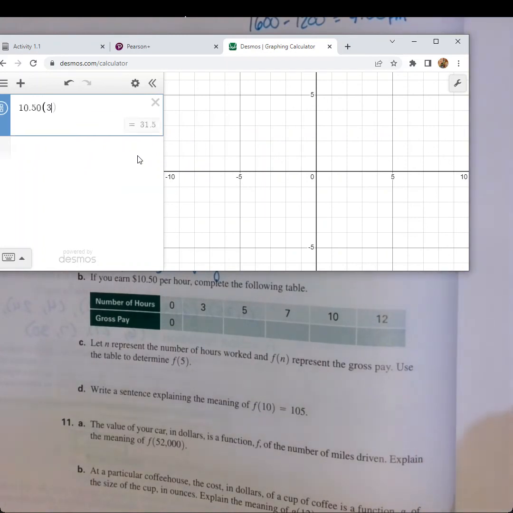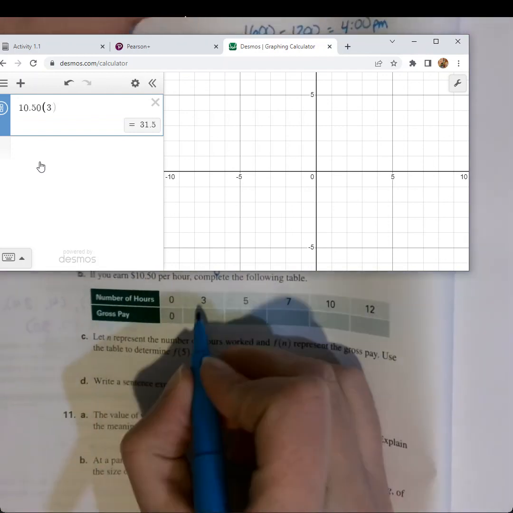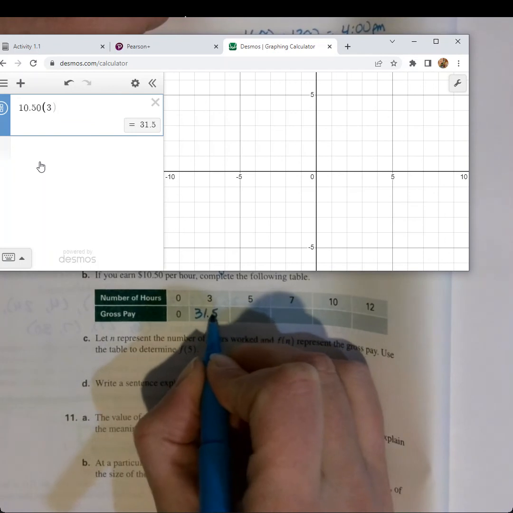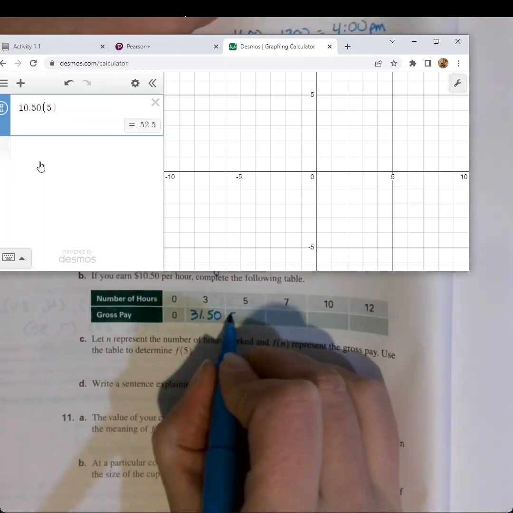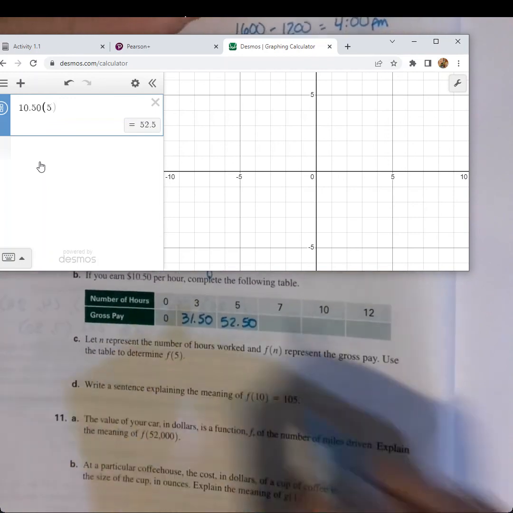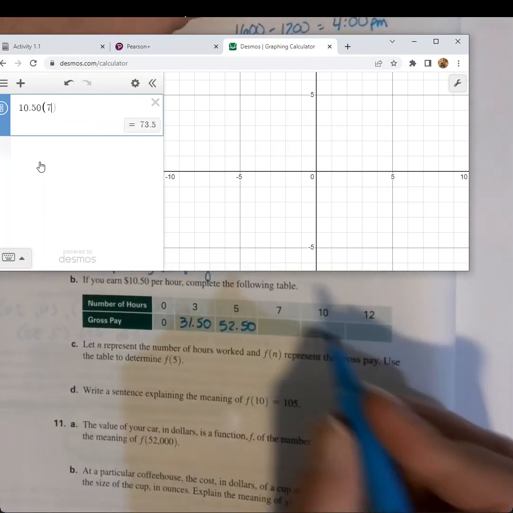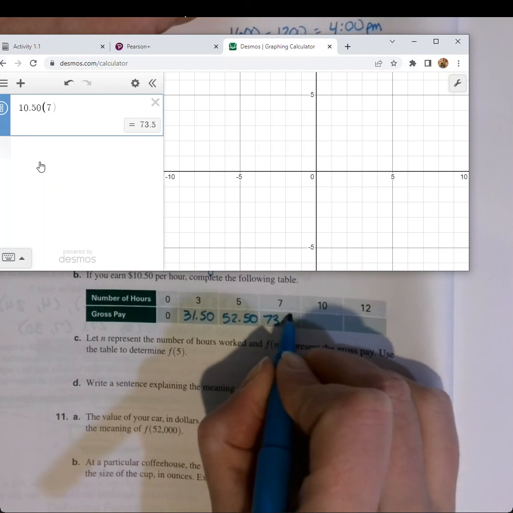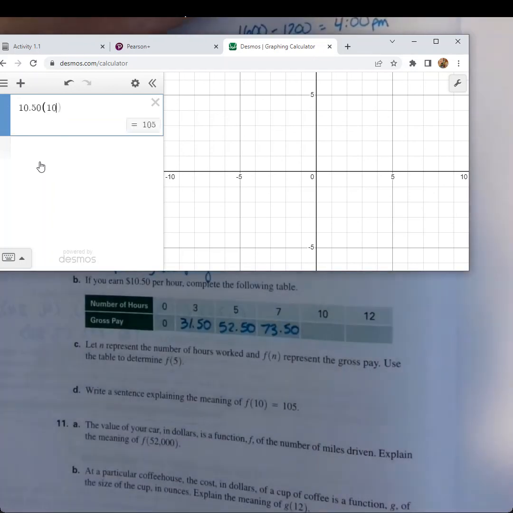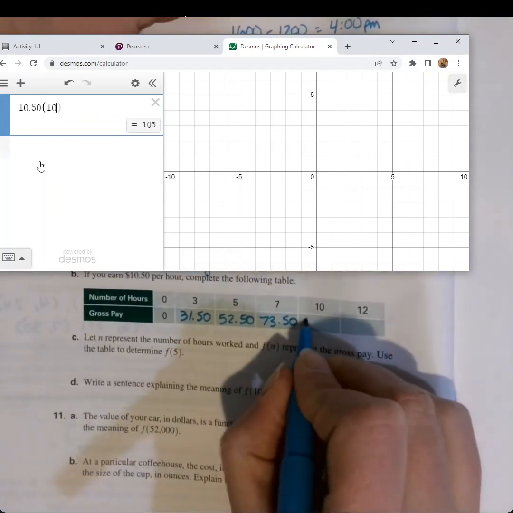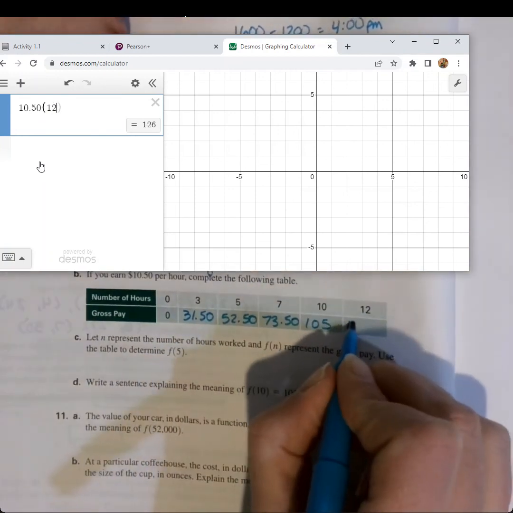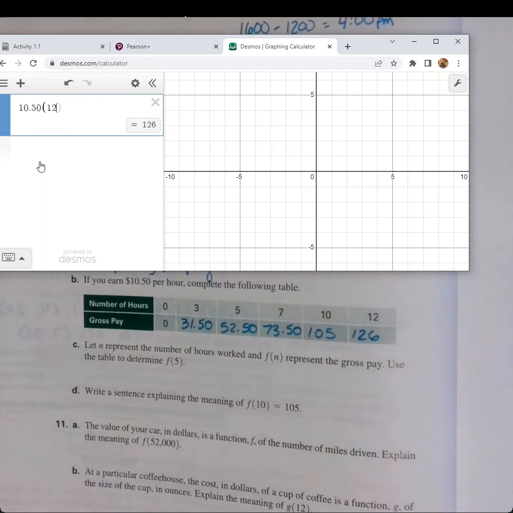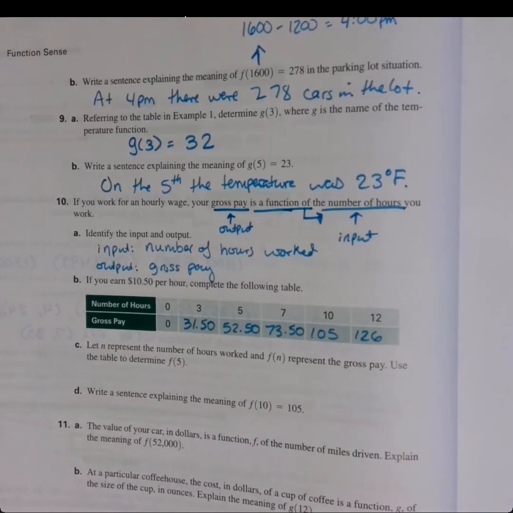But now I'll multiply it by 3. $10.50 times 3 gives us $31.50. If I work for 5 hours, it would give me $52.50. If I work for 7 hours, I would get $73.50. If I work for 10 hours, I would get $105. And if I work for 12 hours, I would get $126. All right, so my calculator is off to the side.